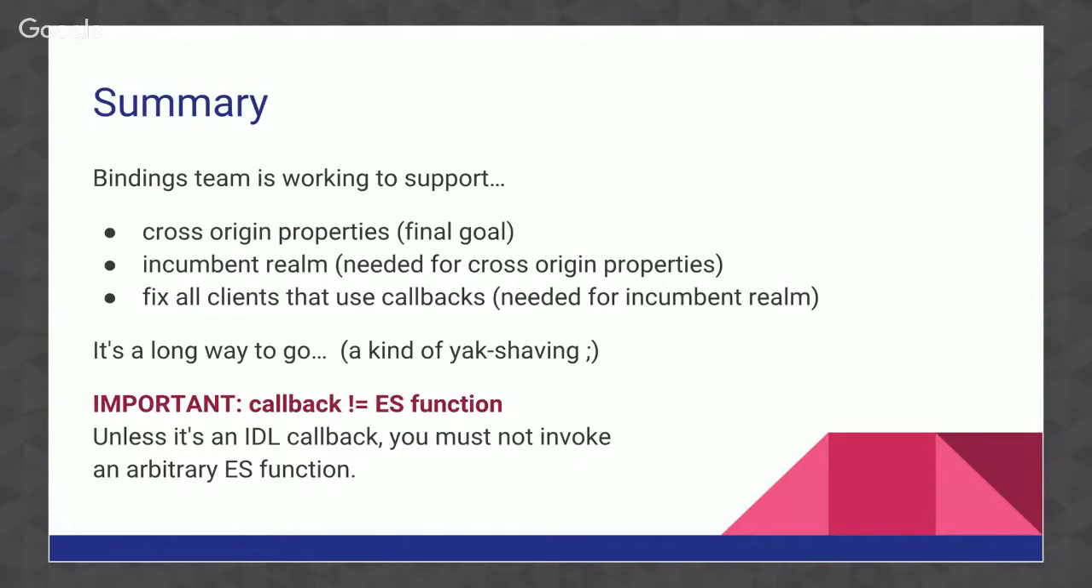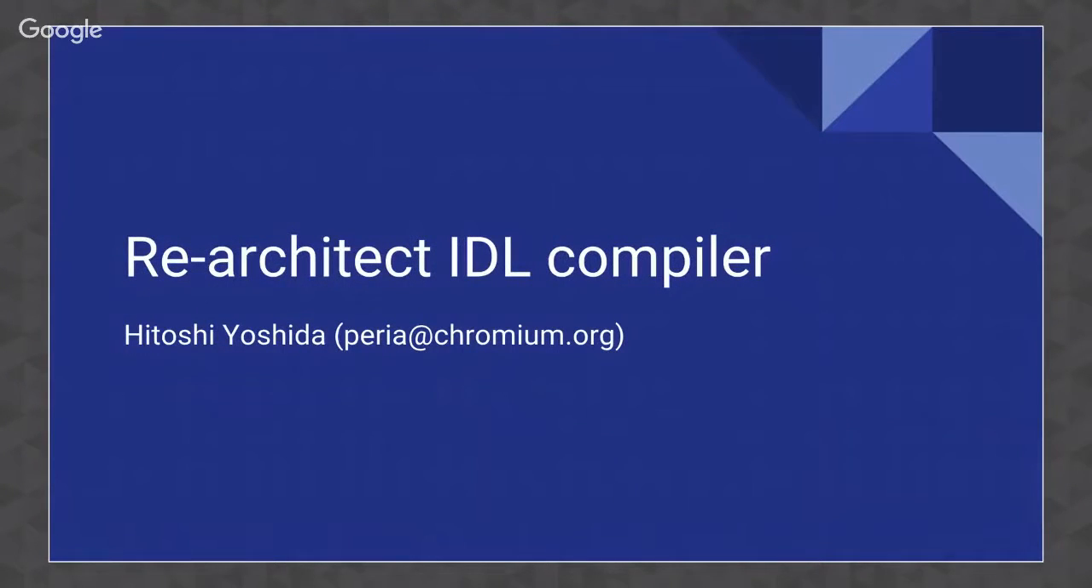The summary of my part is that we'd like to support cross-origin properties, and in order to do that, we have to support the incumbent realm, and in order to do that, we have to fix all callbacks. That's all of my part. The next part is by Perez. Could you keep your question until the end? I'll answer questions after Perez-san's talk.